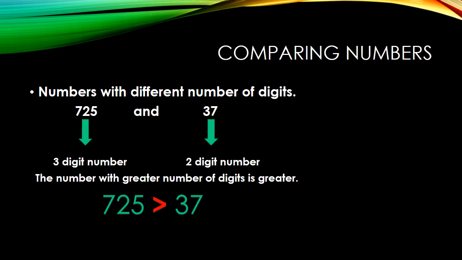725 is a 3-digit number and 37 is a 2-digit number. It is very simple to understand which is the greatest number and smallest number. Yes, 725 is greater than 37 because 37 is the 2-digit number and 725 is the 3-digit number.